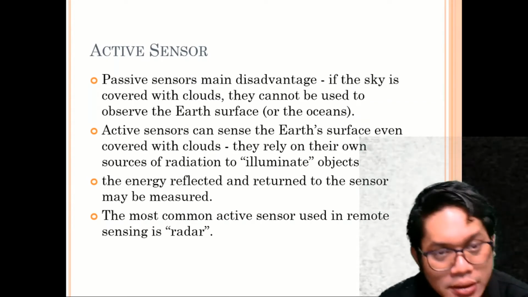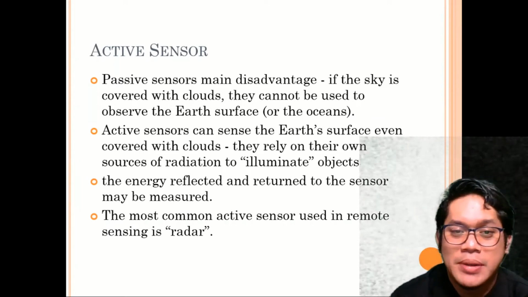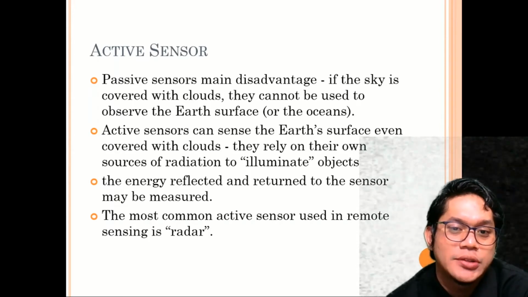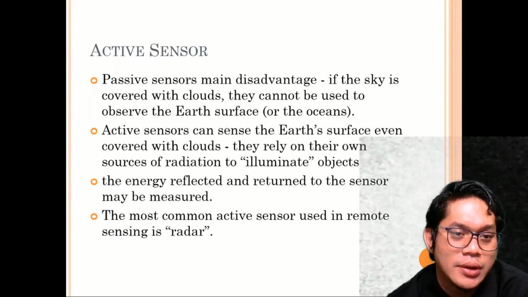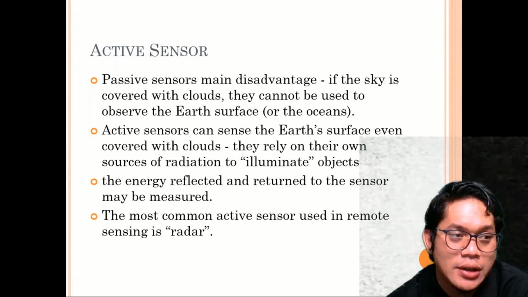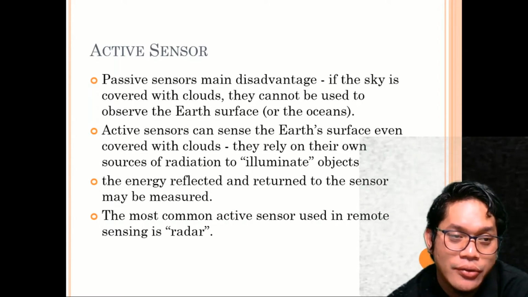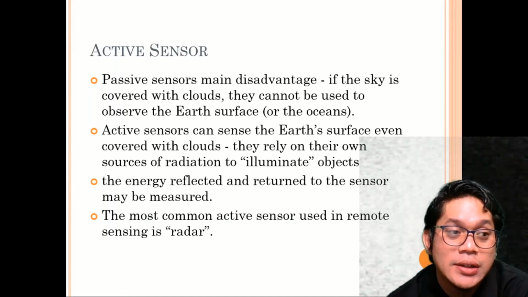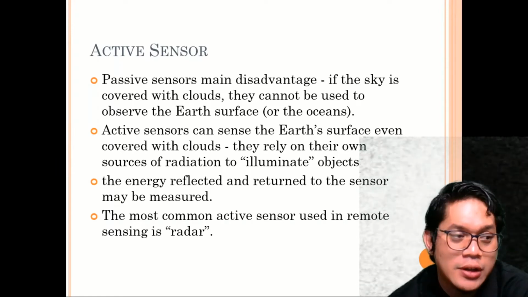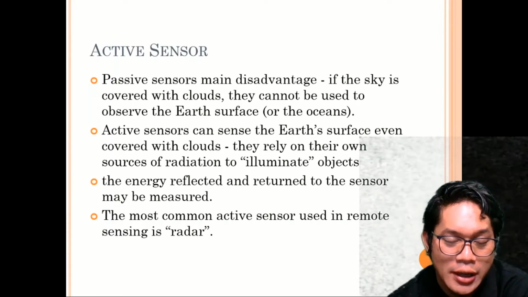And another one will be the active sensor. So the active sensor, basically it overcomes the passive sensor disadvantage, where if the sky is covered with clouds, they cannot be used to observe the earth, as we know that it depends on the sun to illuminate the surface. If the surface is covered by the cloud, therefore the satellites will only capture the cloud covers, and we don't really want this, especially when we are trying to look into the land use, the environment monitoring, and more.